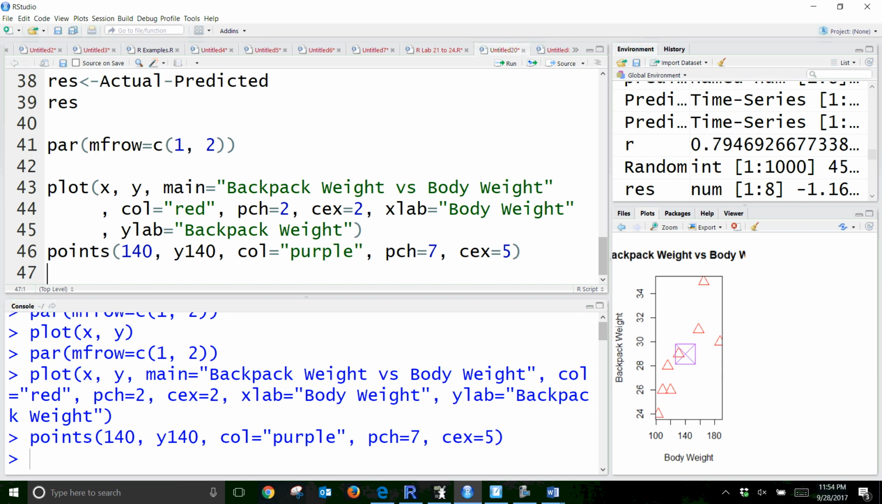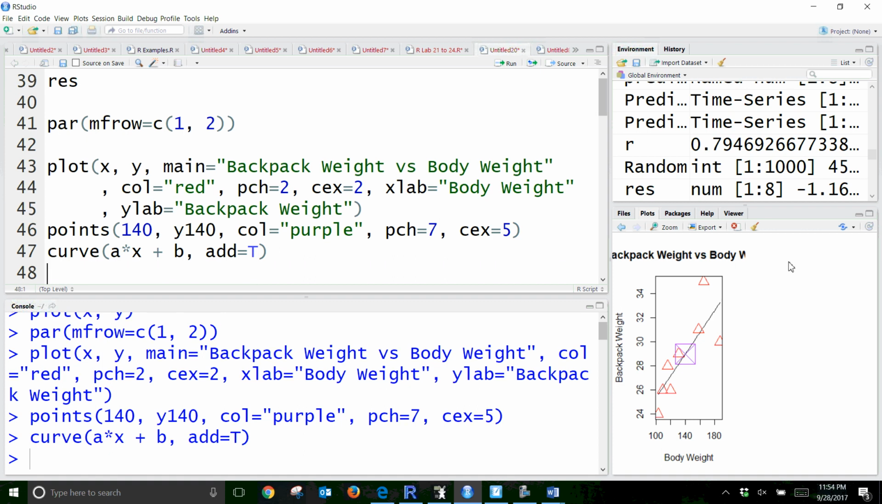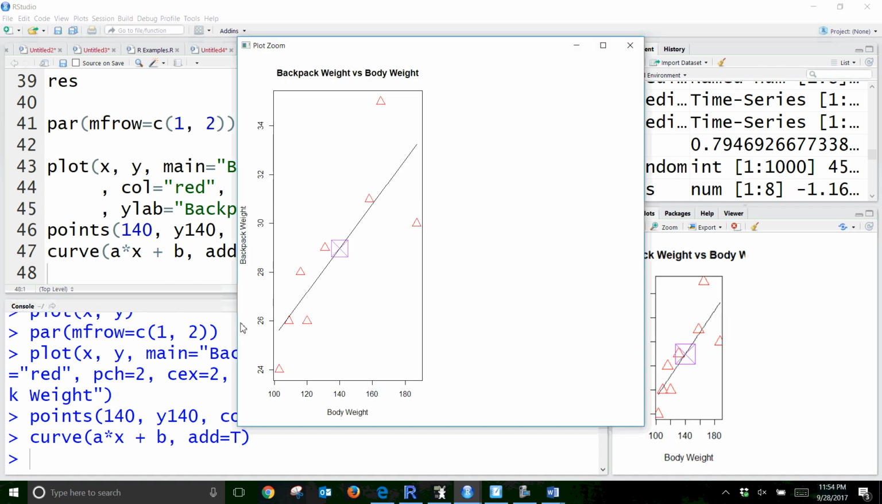So now we're going to add the best fit line to this plot. So here we're going to type in the curve command, which again, this time we'll have to do add equals true, but we'll use our equation of the line. So A times X plus B, and we'll do add equals true. Right. There, I'll zoom in here again. So you can see there's our best fit line. Notice that our predicted point is on the best fit line.